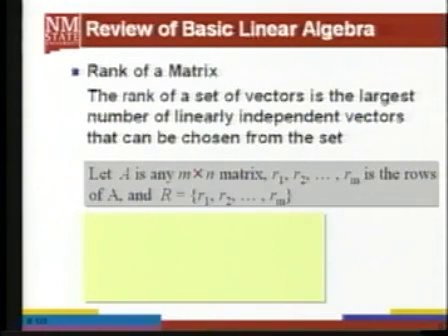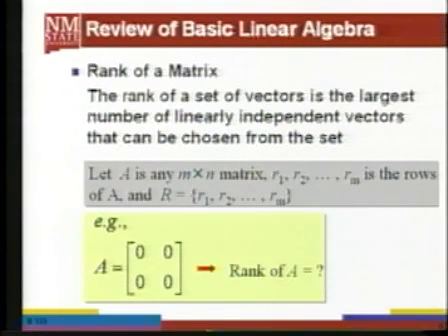Okay, next, let's talk about the rank of a matrix. Let me just read the screen. The rank of a set of vectors is the largest number of linearly independent vectors that can be chosen from the set. And let A be any m by n matrix and denote the rows of A by R sub 1, R sub 2, up to R sub m. And also define R as the set of R sub i's. Okay? And let's consider an example.